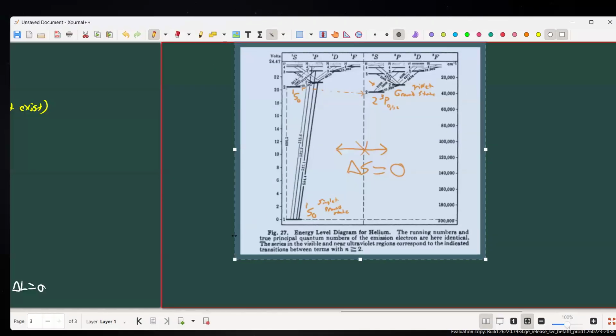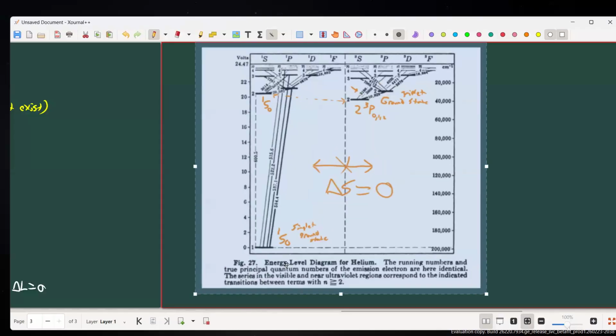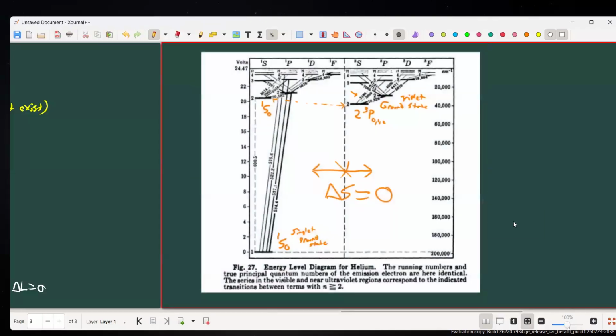So this is an old picture, but it's a reasonable one of the energy levels of helium. On the left, it's demarcated vertically by a dashed line. The ones on the left are the singlet states, and the ones on the right are the triplet states. As you can see, at n equals 1, the ground state is a singlet state. There is no ground state for the triplet state, right?